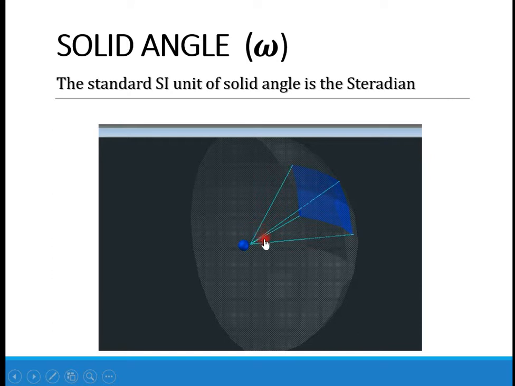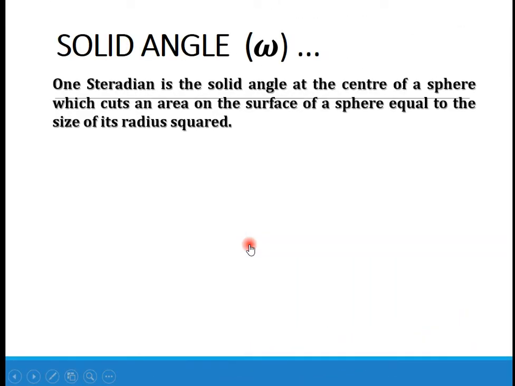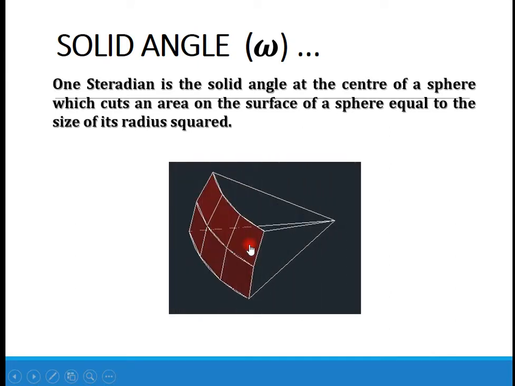So that's what we call a steradian. A steradian is the angle subtended by an area on the surface whose dimensions are equivalent to the radius. So radius squared is equivalent to 1 steradian. If we are to define the solid angle, 1 steradian is the solid angle at the center of a sphere which casts an area on the surface of the sphere equal to the size of its radius squared. Like what I was explaining, you have this red part, which is the area formed by the shadows from the center of the sphere.